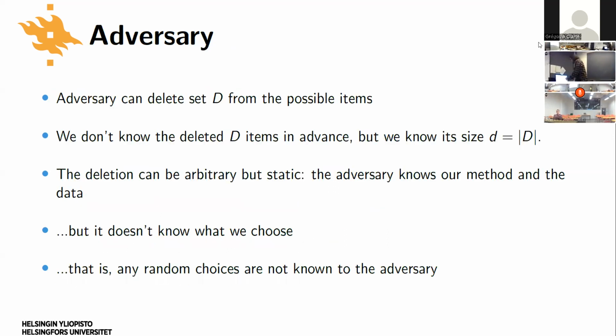A few words about the actual adversary. So that's the third thing. What items can we delete? We need to make certain restrictions on what we can do there. The adversary can delete any set D from the possible items. Now we don't know this set D when we construct our coreset, but we do know the size of it, or we know an upper bound for it. Let's call it small d.